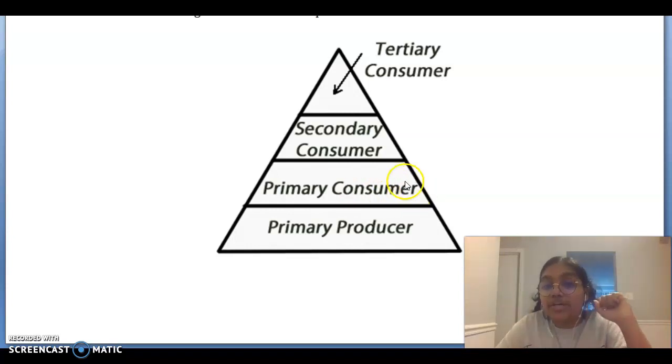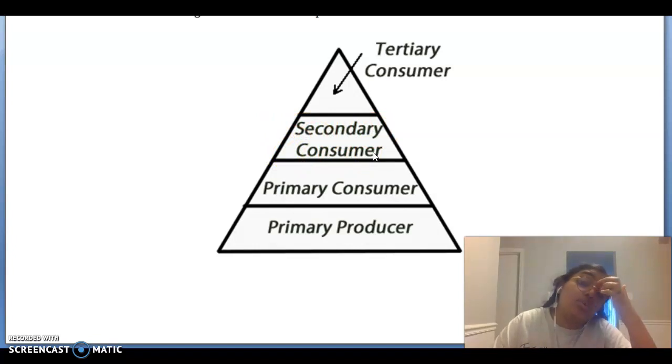Now, because primary consumers only eat plants, they're also herbivores. Herb is a part of a plant, right? Herbs are plants, so we can call primary consumers herbivores. Now, let's move on to the next level in the triangle, which is a secondary consumer.